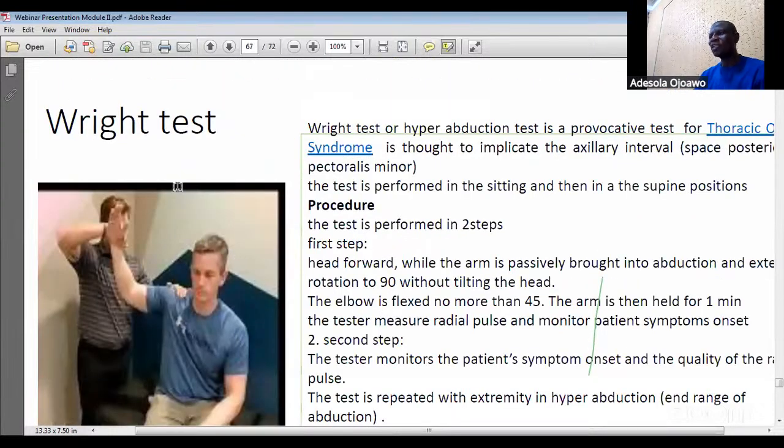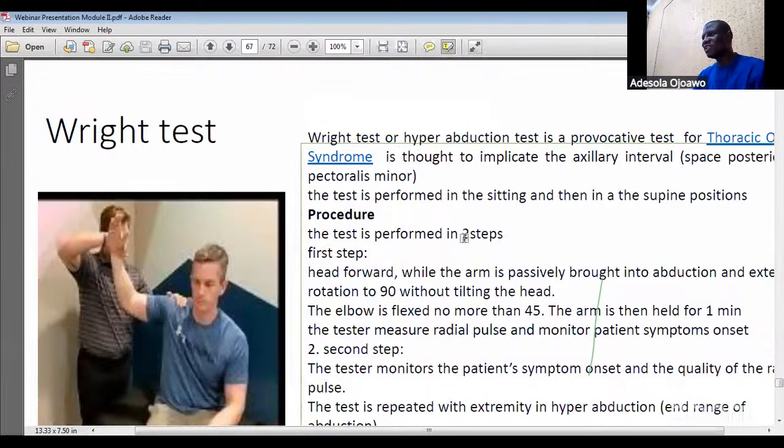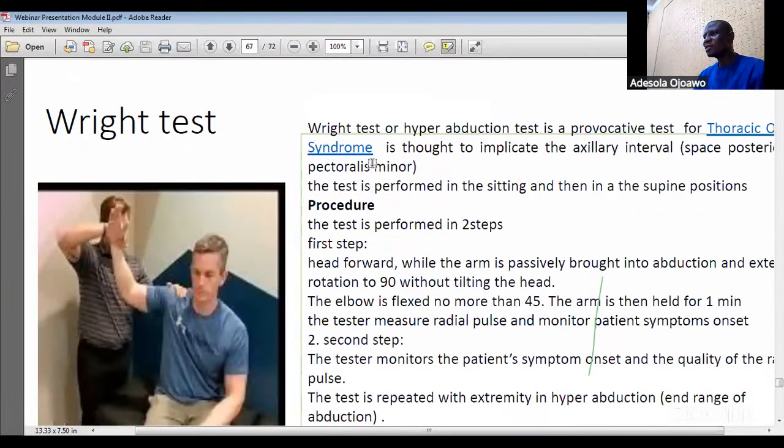Right. Then we call this one the wrist test. We are getting towards the end of the show. All right. Procedure. The test is performed in 2 steps. First step, head forward, while the arm is passively brought into abduction and external rotation to 90 degrees. The elbow is flexed no more than 45 degrees. Right? You can see it. The arm is then held for 1 minute. Just hold that arm up.